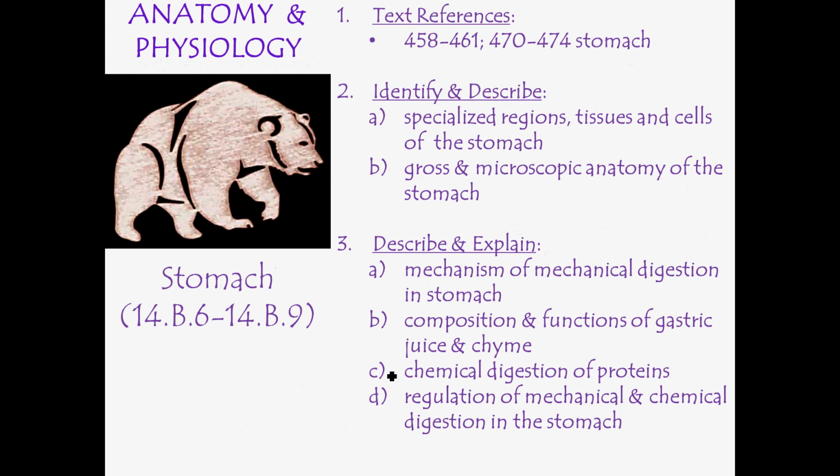So, just a quick little screencast there, some classic regulation physiology, describing and explaining the regulation of the mechanical and the chemical digestion in the stomach, involving the vagus nerves, involving the medulla, involving the cerebral cortex, involving hormones. So we have neural as well as hormonal responses there, hormones as well as neural controls there.